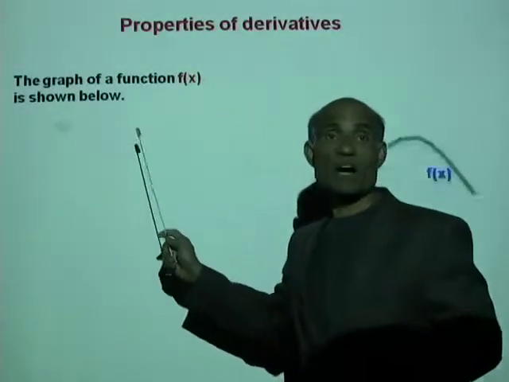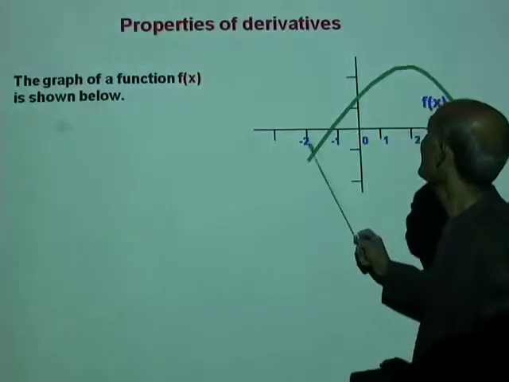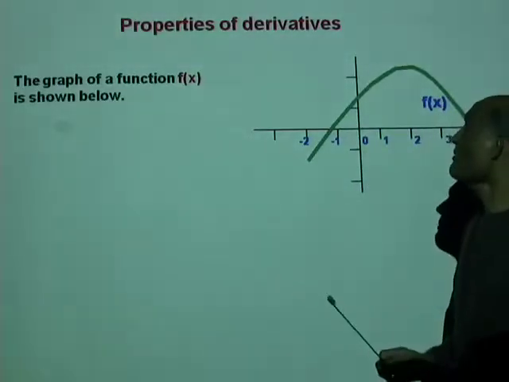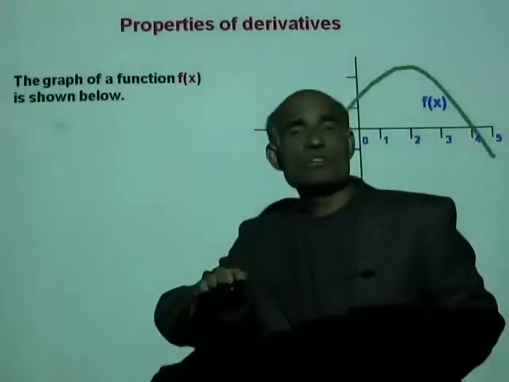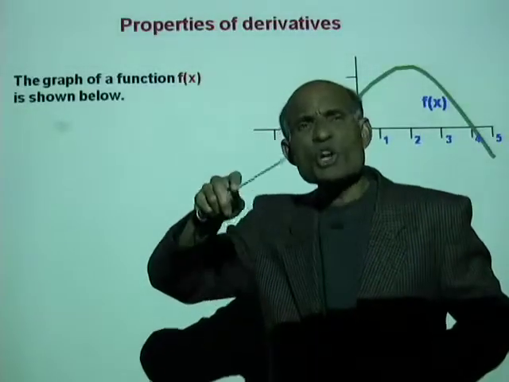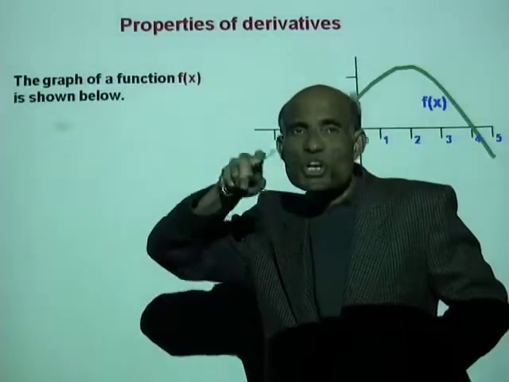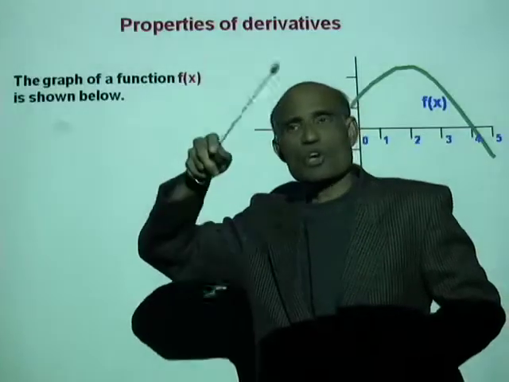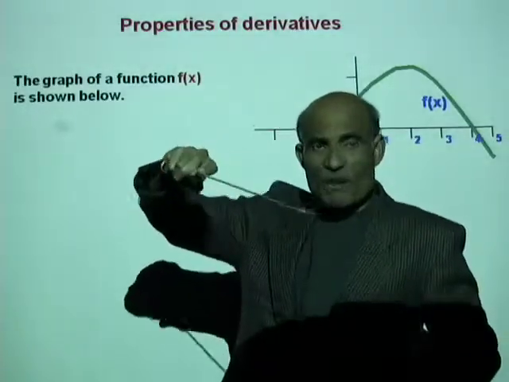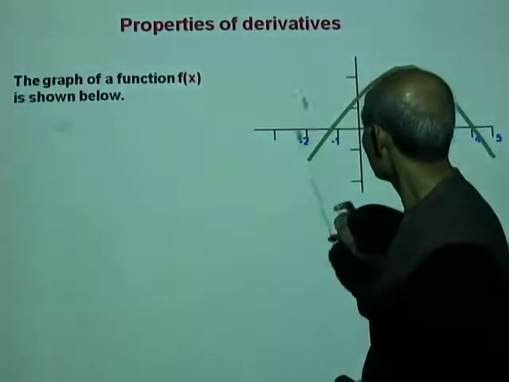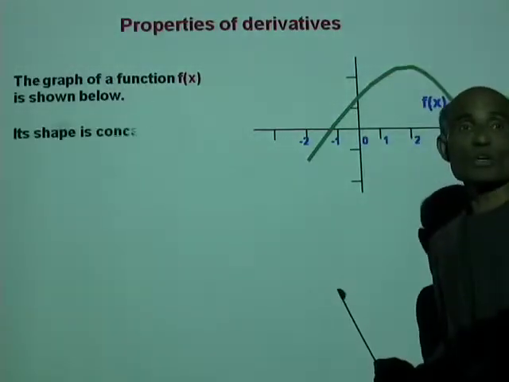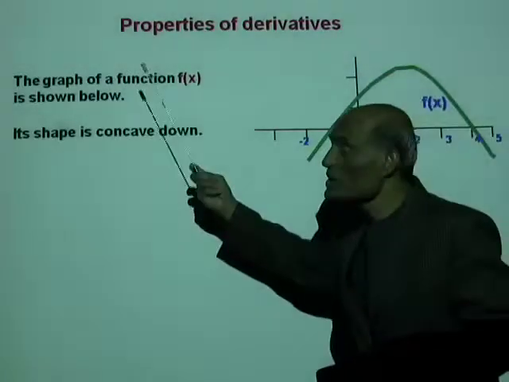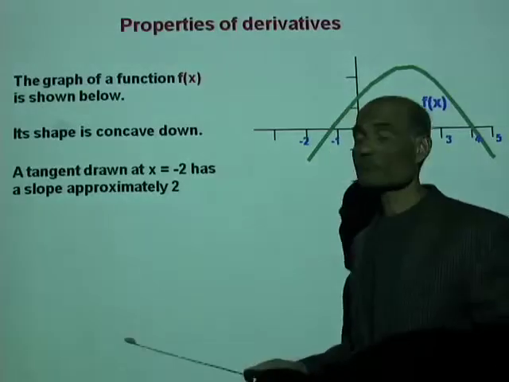For that, let's start by looking at the graph of a function. Here you have a function graph that is, I say, concave down, is curving down. You can have concave down or concave up graphs. Here you have the graph of the function concave down. Its shape is concave down.